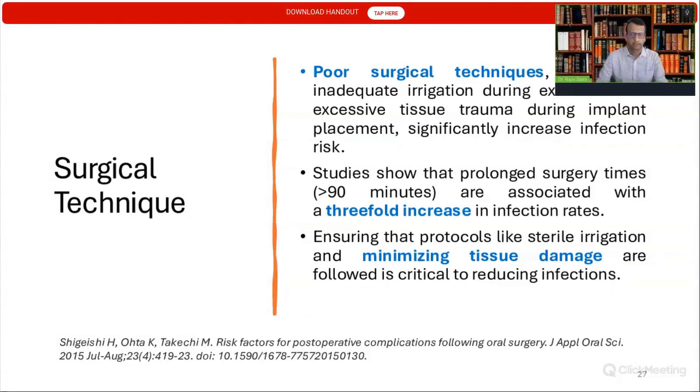Surgical technique is another important factor in causing post-operative infection. Poor surgical techniques, such as inadequate irrigation and pre and post procedural rinses to be done around the surgery, contribute. And if the surgical time exceeds 90 minutes, there is a threefold chance of infection. So it is very important for us as dental professionals to concisely and proficiently manage the surgical site as early as possible to minimize the risk of post-op infections.